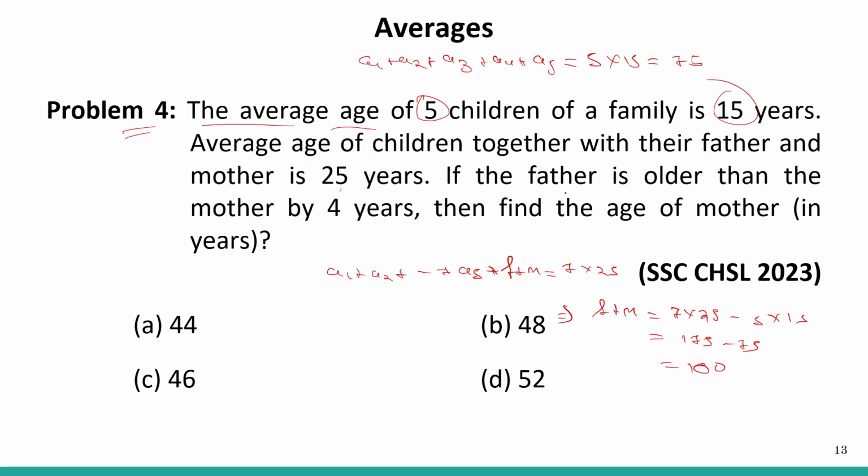So what we can say next is, given that the father is older than the mother by 4 years, F minus M is equal to 4. So solving these two simultaneously, what we are left with is 2F is equal to 104. So this implies that F is equal to 52. Since the father is 4 years older than the mother, M is equal to 48.